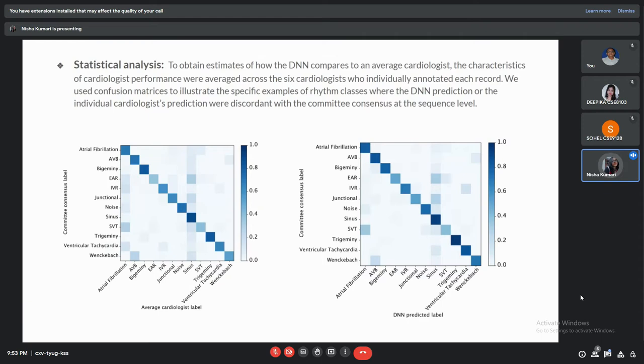So that's statistical analysis. In order to obtain estimates of how the DNN compares to an average cardiologist's performance, we used confusion matrices to illustrate the specific examples of rhythm classes where the deep neural network predictions were discordant with the committee consensus at the sequence level. Here on the left side, you can see the average cardiologist label confusion matrix and the confusion matrix which has been predicted by the deep learning network.